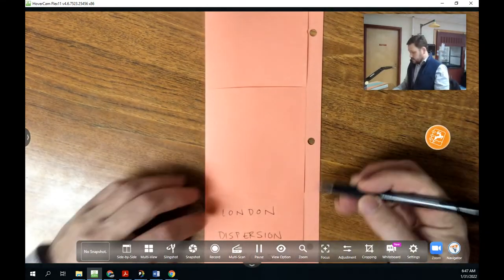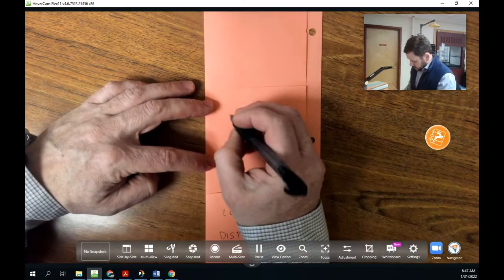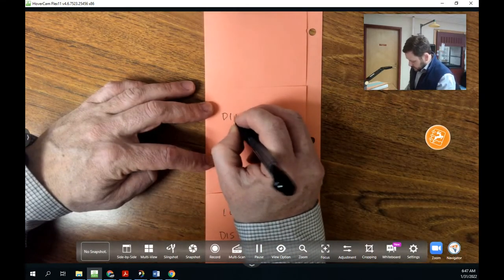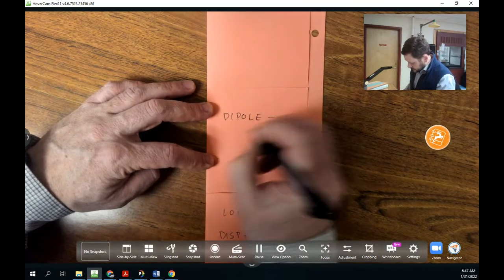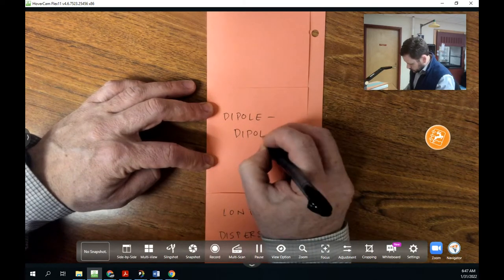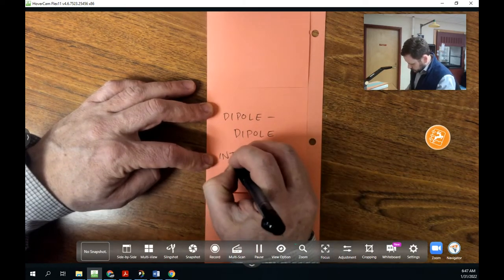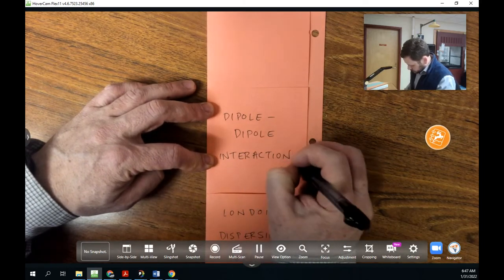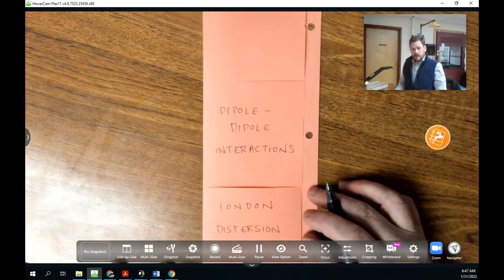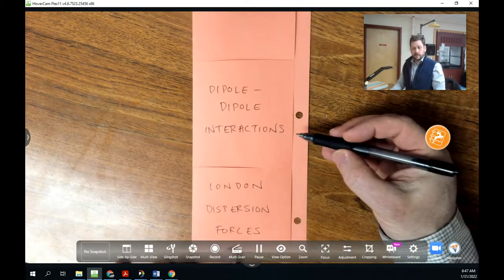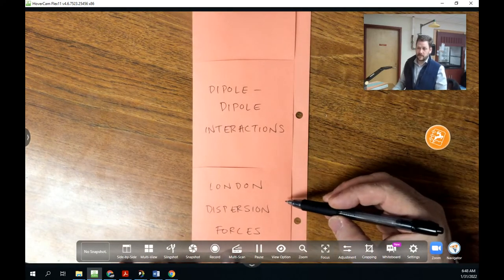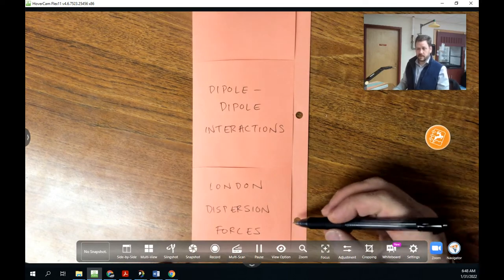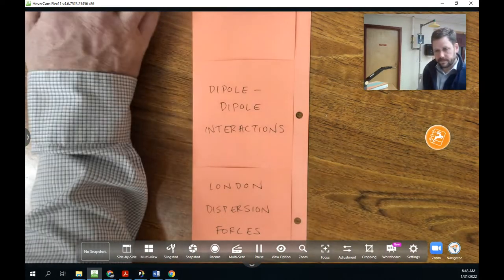The second, intermediate strength of intermolecular force we're going to learn about is called dipole-dipole interactions. And we'll learn in a moment that these are due to permanent dipoles, whereas London dispersion forces are due to temporary dipoles.